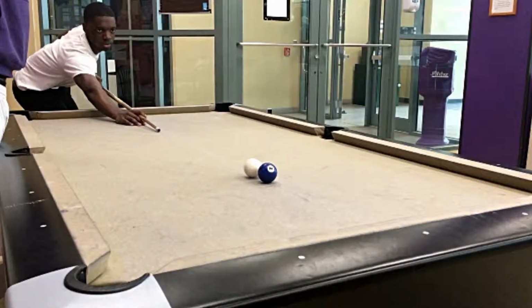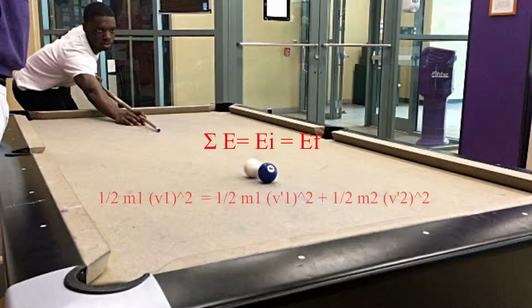Since the collision is elastic, we can assume that no energy is lost, meaning the total energy for the system is equal to the energy before the collision and also equal to the energy after the collision. Since the target ball is initially at rest, we can determine that the equation for the conservation of kinetic energy is 1/2 m1 v1 initial squared equal to 1/2 m1 v1 final squared plus 1/2 m2 v2 final squared.